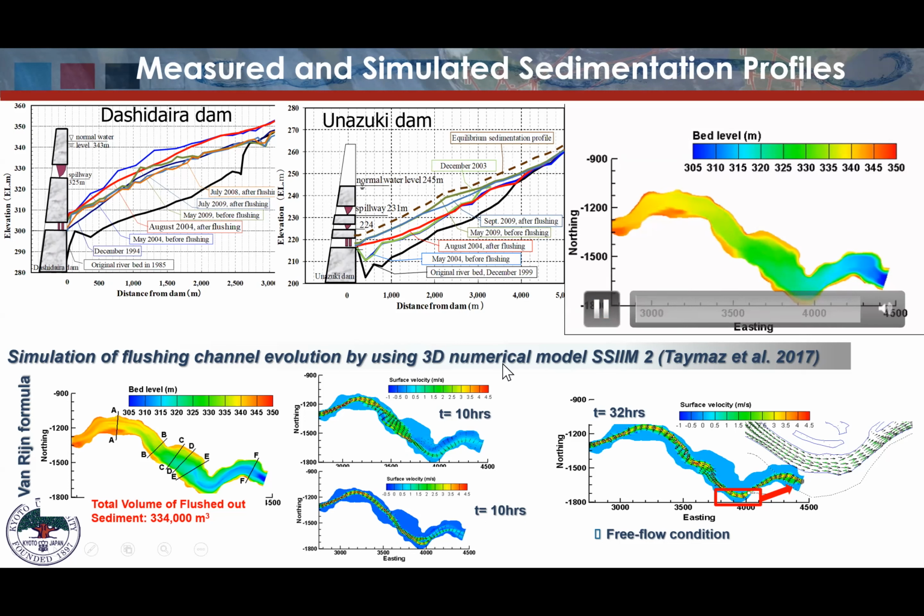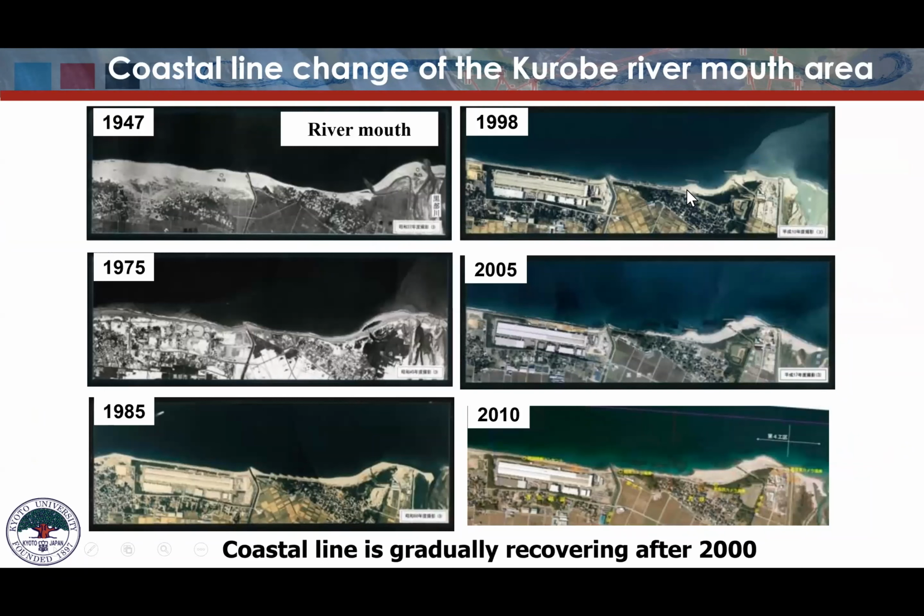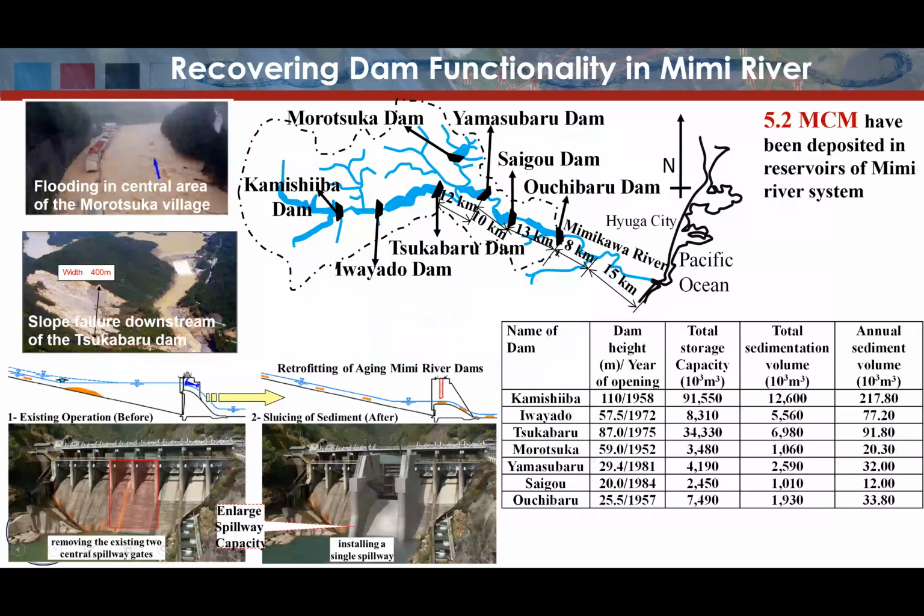So this is the part related to reservoir sedimentation. As you can see, this is the coastal line change. From 1947 until 2010, the coastal area has very much recovered, as you can see in this picture, gradually recovering after 2000.